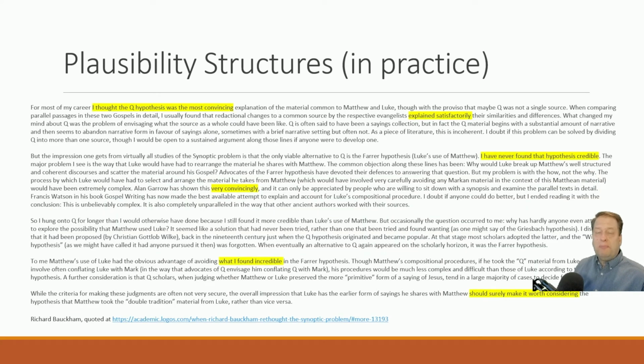Now let's look at plausibility structures in practice in biblical studies. Here's a lengthy quote from scholar Richard Bauckham. And let's look at some particular elements of language that he uses talking about biblical scholarship. He says, "I thought the Q hypothesis was the most convincing, explained satisfactorily. I have never found that hypothesis credible, very convincingly. What I found incredible, and should surely make it worth considering."